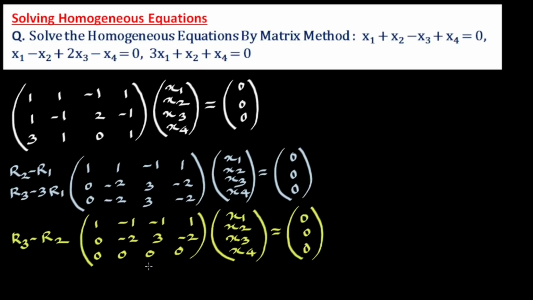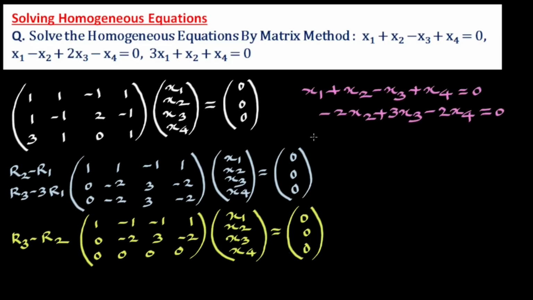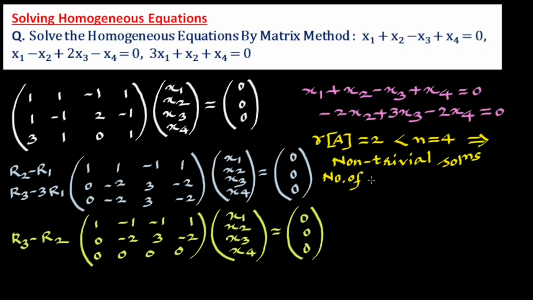Now this is the row echelon form of the coefficient matrix from which we can write two equations. The rank of coefficient matrix A is 2 due to two non-zero rows, which is less than the number of unknowns, 1, 2, 3, 4, n equals 4, which implies the system of equations has non-trivial solutions, and the number of independent solutions is this 4 minus this 2, which is 2.